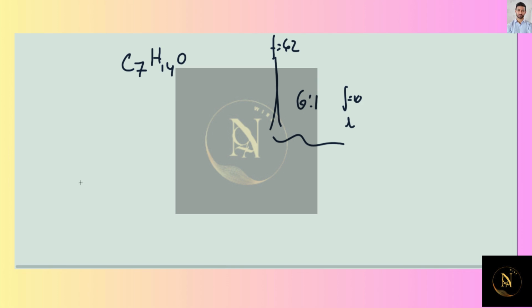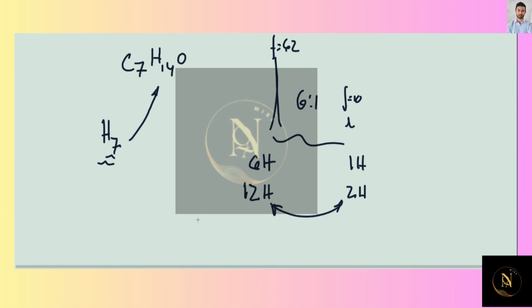Now, in our case, things would be simple if we just had H7 in our formula, and then one of them corresponds to 6 protons and one of them corresponds to 1 proton. But that can't be the case here. But luckily, 14 is just a multiple of 2. So it's very likely that this corresponds to 12 hydrogens and this corresponds to 2 hydrogens. We'd still have the 6 to 1 ratio. So that's my logic for figuring that out: one peak corresponds to 12 protons and the other peak corresponds to 2.